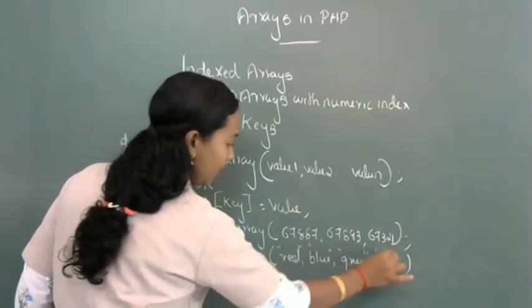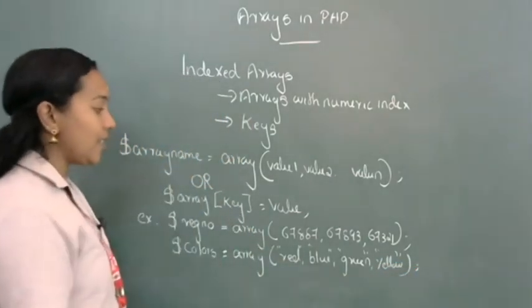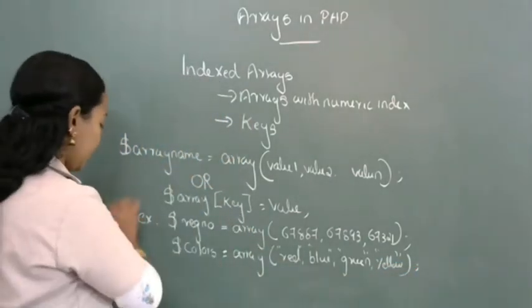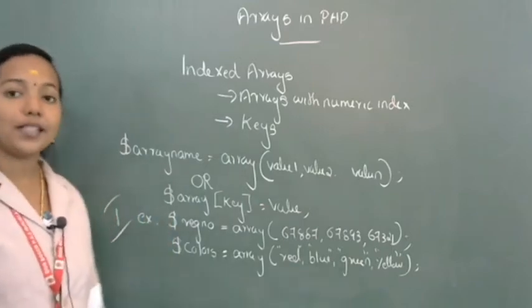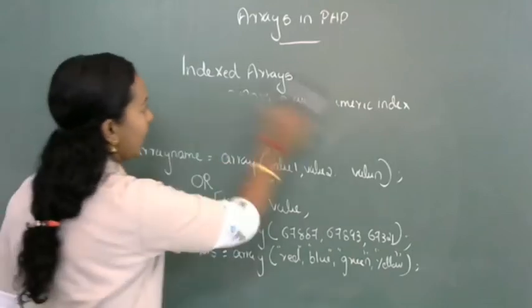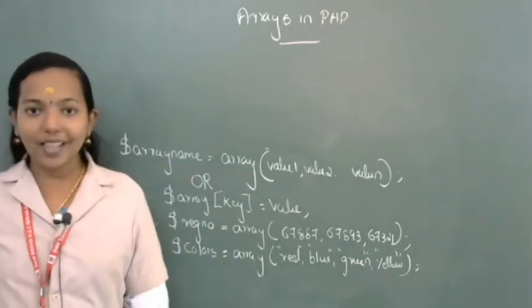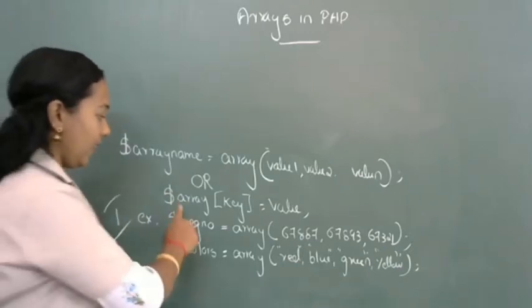Every string enclosed between double quotes. So this is the second method. In this first section I used the first syntax. Then next I am going to write the second syntax. What is the second syntax?